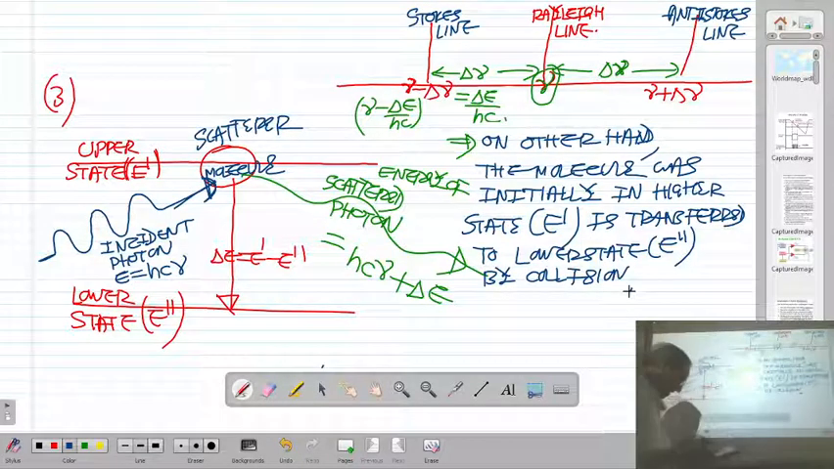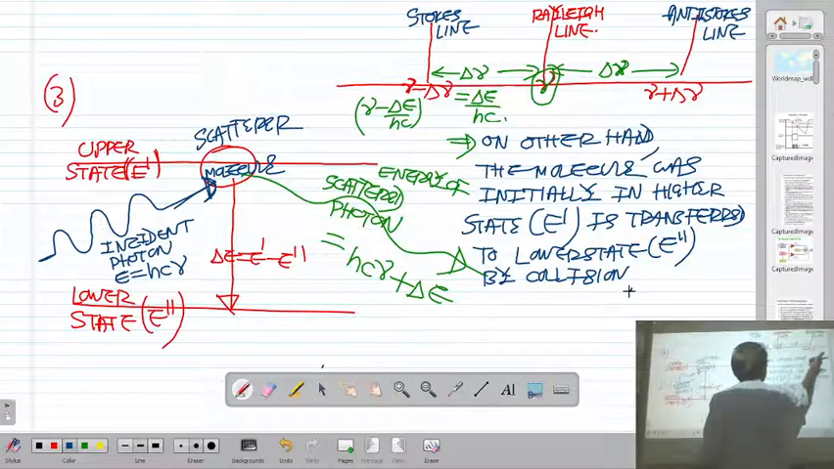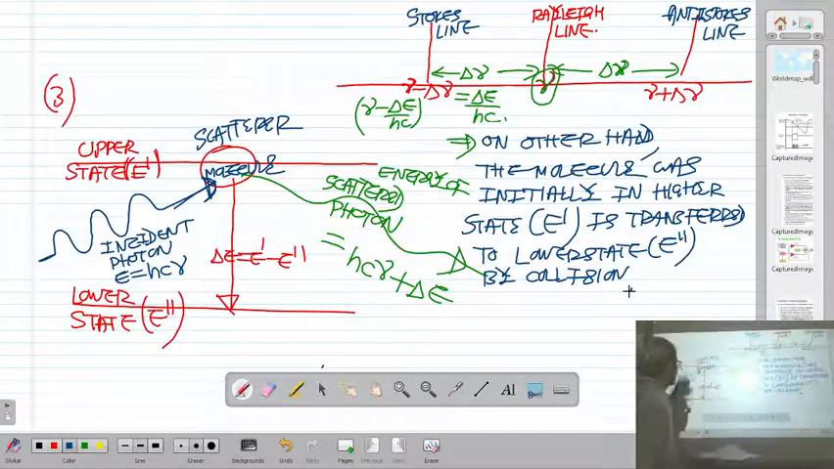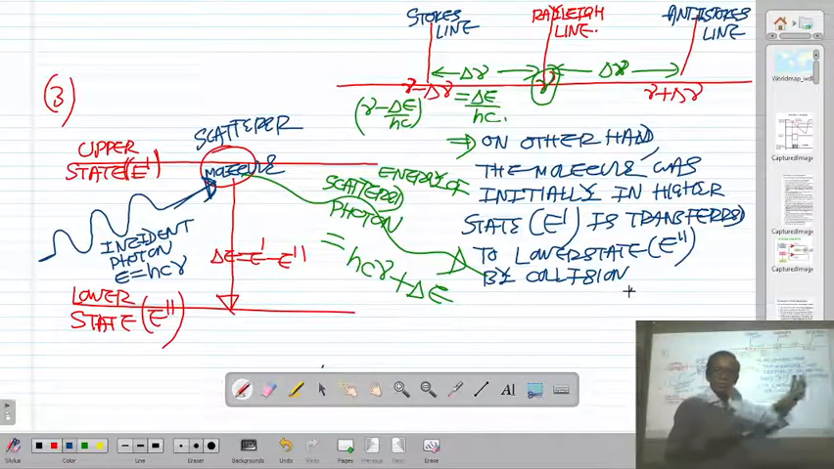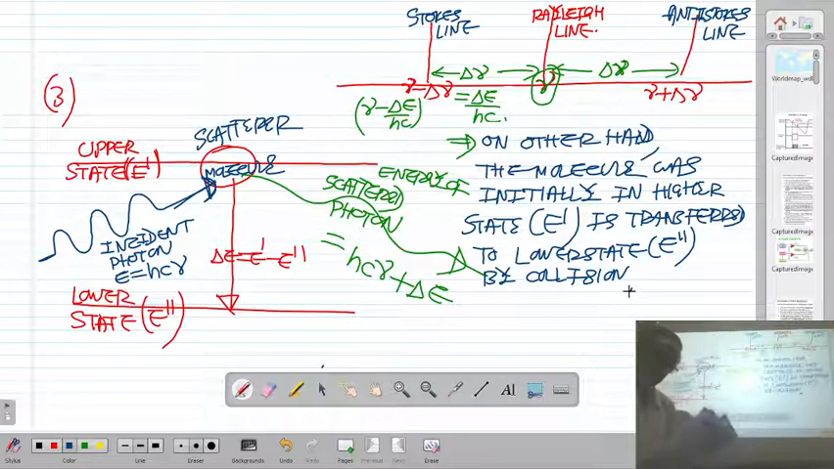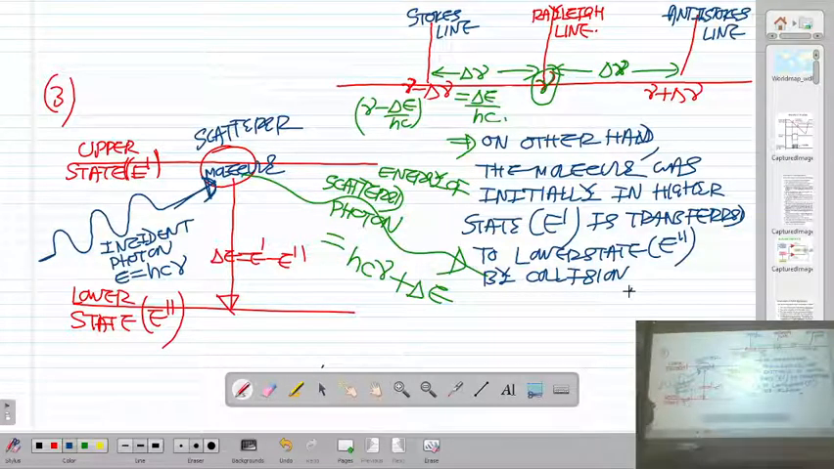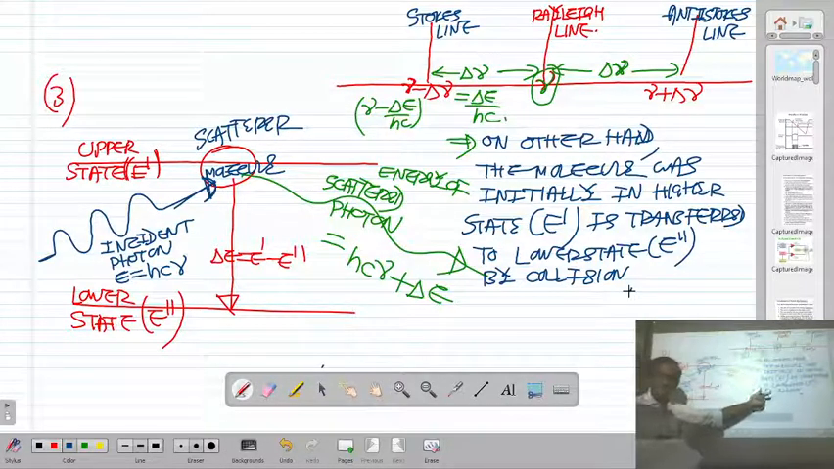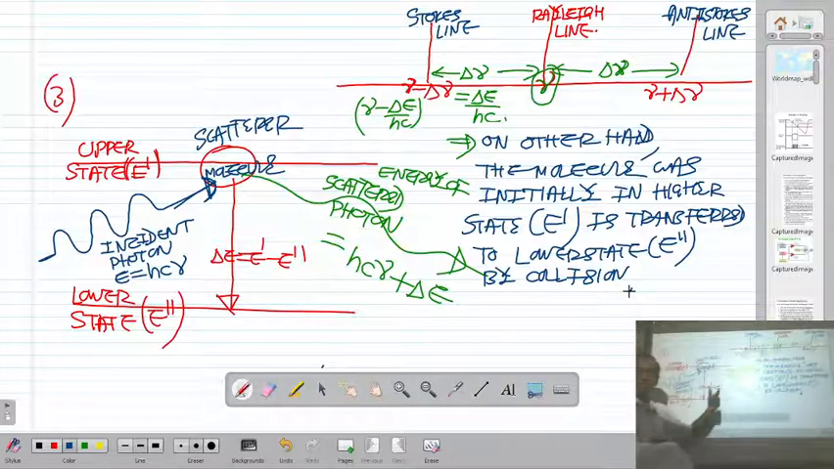On the other hand, the molecule initially in the higher energy state E dash, when it collides with the incident light photon, comes back to the lower state E double dash. The molecule is transferred to the lower state E double dash by collision. When the molecule is transferred from the upper state dash to the lower state double dash, its delta E energy is absorbed by the scattered photon. So the photon is scattered with a larger amount of energy, hν plus delta E.